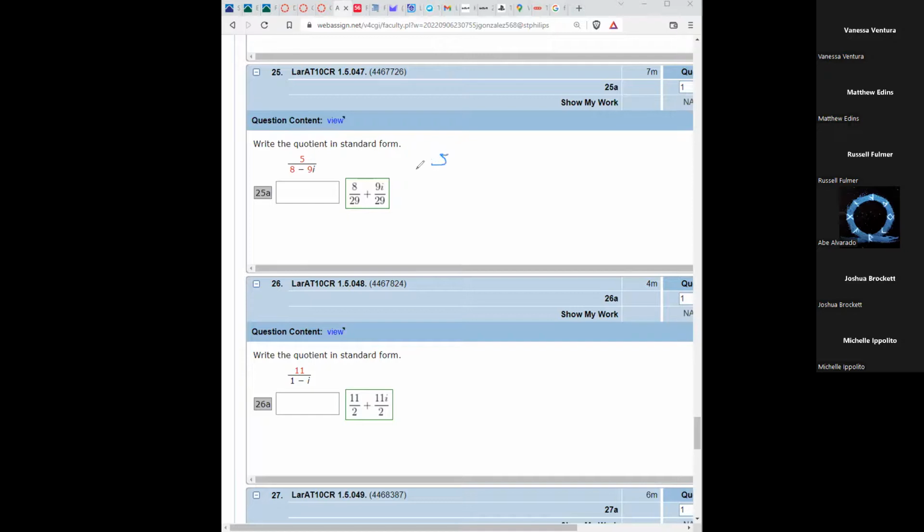Okay, so if your original is 5 over 8 minus 9I, then you multiply by 8 plus 9I. So the bottom will become a conjugate. You're going to get 5 times all that garbage. Then the bottom will be a difference of squares. It'll be the first term squared minus the second term squared.